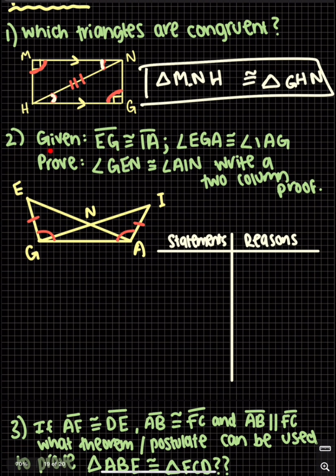Question number 2. It's given. Okay, let's see what's given. Side EG is congruent to IA. EG is congruent to IA, and they've already given me the lines to infer that. And then it's also given me that angle EGA is congruent to angle IAG.